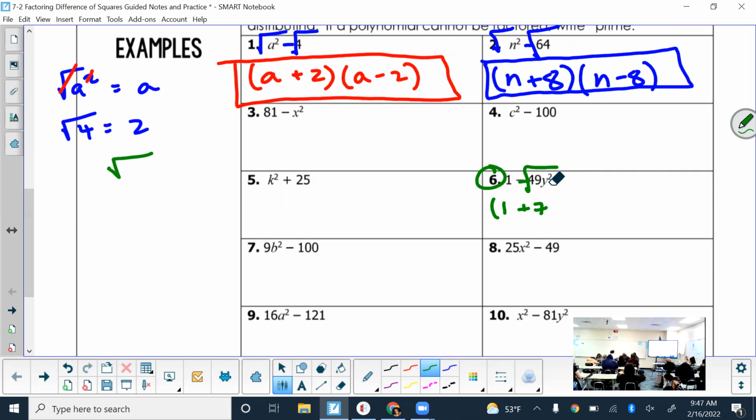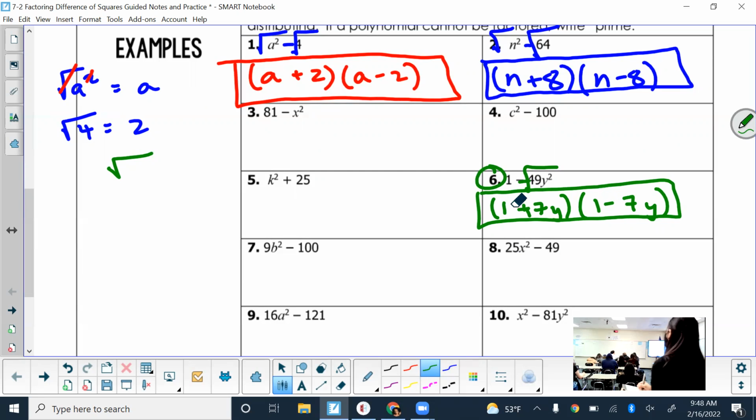And what's the square root of y squared? So 1 plus 7y will be our first parentheses. 1 minus 7y will be our second. All right, and you can put the minus here and the plus sign here. That doesn't really matter as long as they're different. All right, questions, comments, concerns?